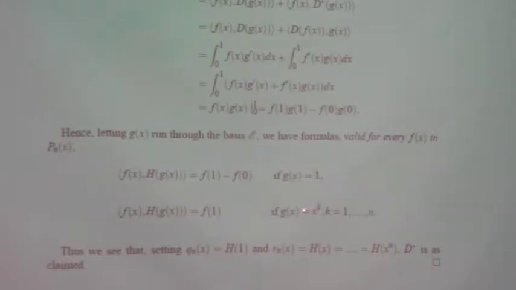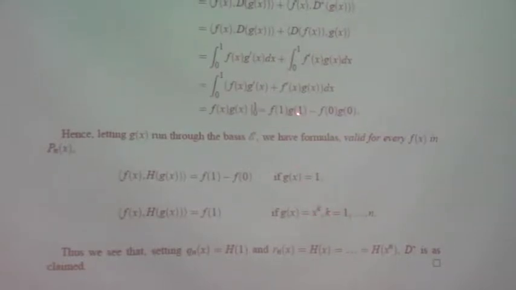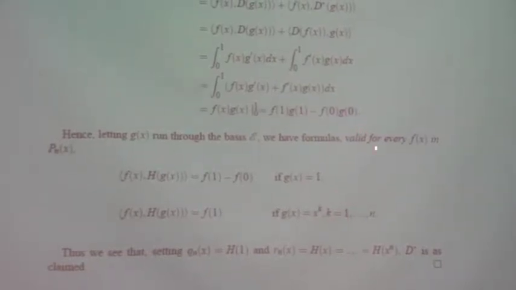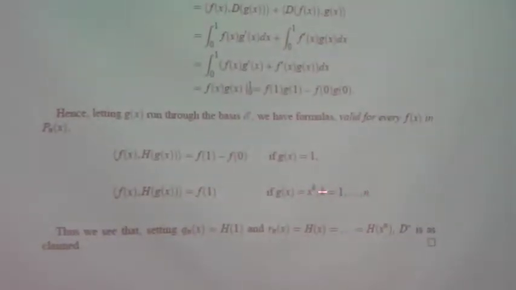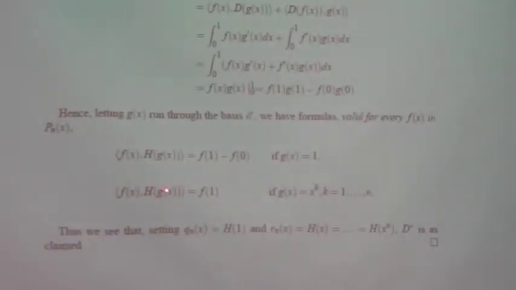But if g of x is any positive power of x, right? X squared up to x to the n, I still have this formula, but notice that for any positive power of x, g of 1 is 1 and g of 0 is 0. So for every positive power of x, I get that this is equal to f of 1. So what does that say? It says that for k going through 1 to n, this capital H of g of x, if they all evaluate the same against every polynomial in my vector space. Well, non-singularity says then they must be the same.